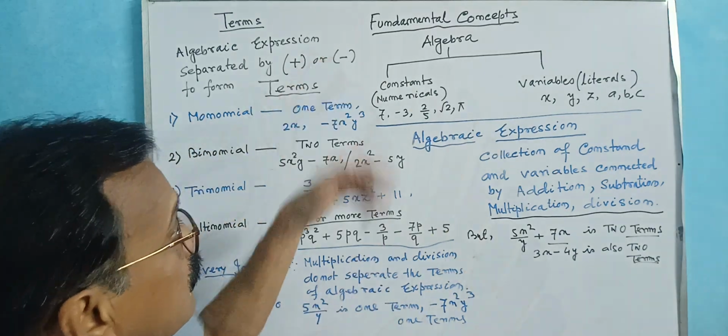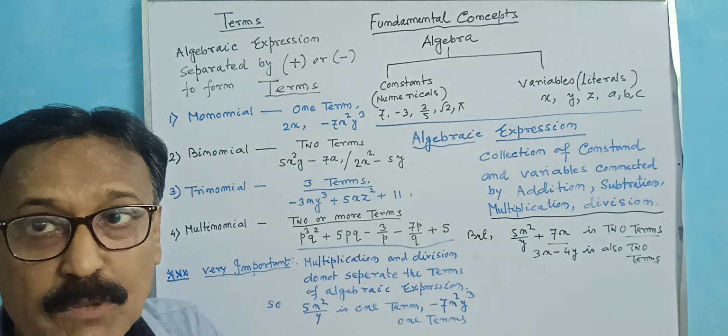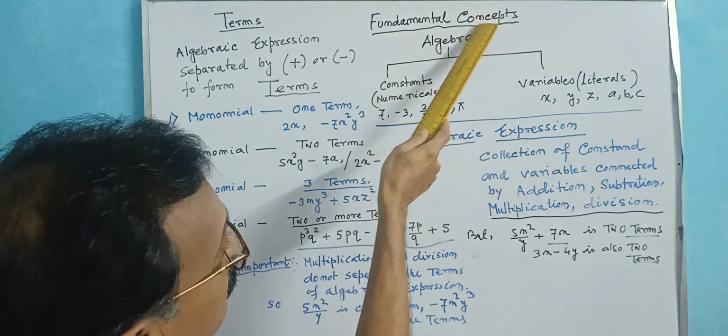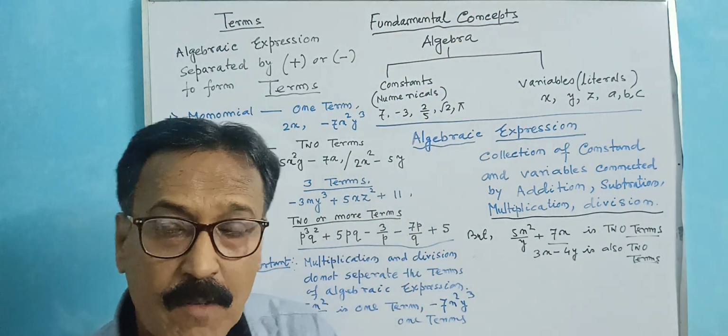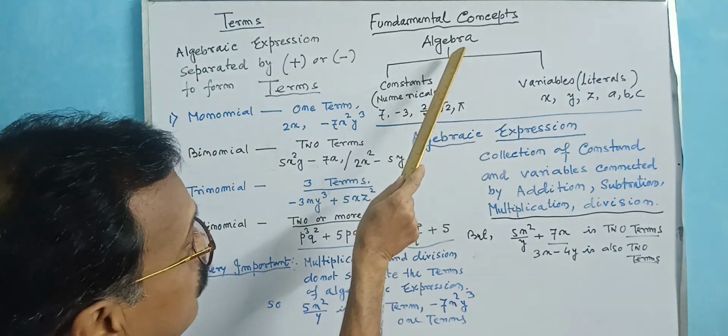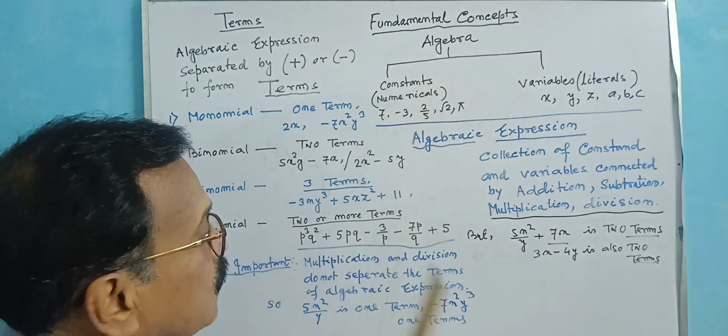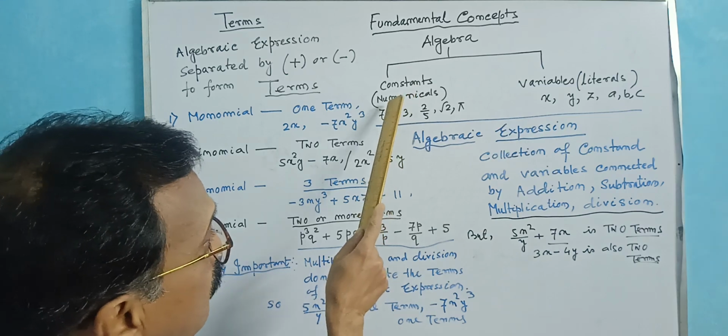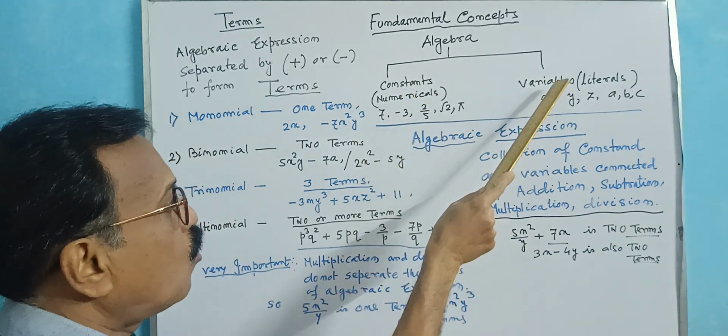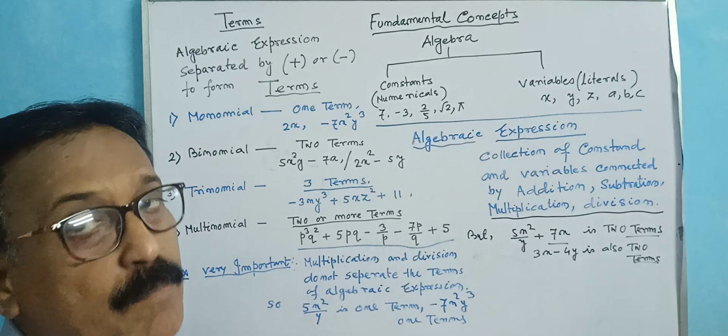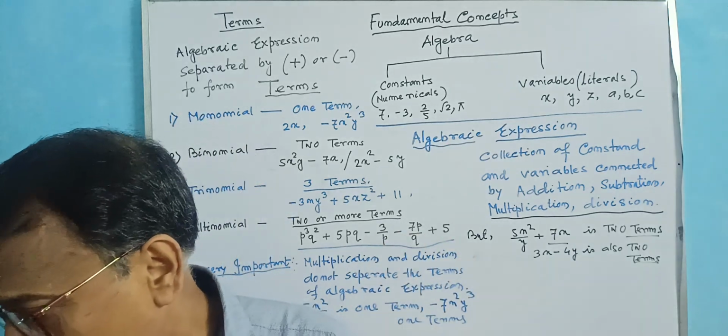Suppose I write down all these things here. This is the basic, fundamental concept of algebra. Algebra basically has two parts. One is called the constant part or the numerical part, and one is called the variable or literal part. This is a very important thing.